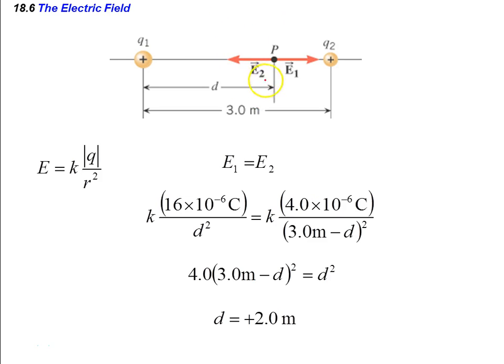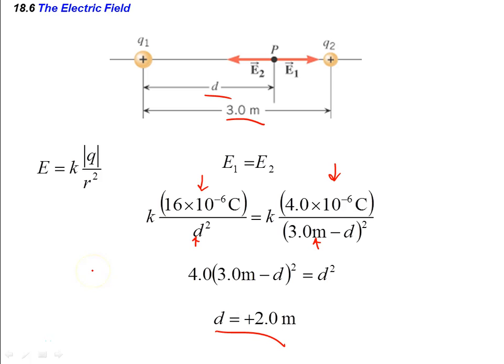So we have to find the distance: 3 meters separate the charges, and we're at some distance d from Q1. So you do a little algebra here, and say that the distance here is d squared, the distance here is 3 minus d, that quantity squared, and we put in the charges here for Q1 and Q2, and we solve for d to be 2 meters.